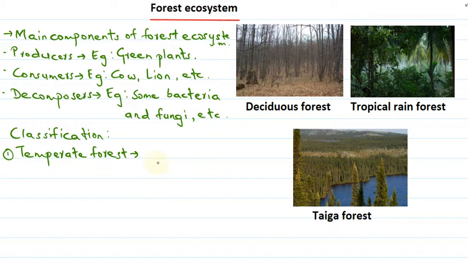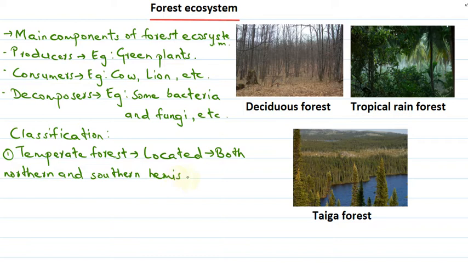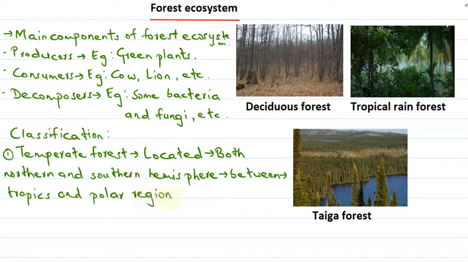So where are these forests located? They are located in both the northern and southern hemisphere, and they are present between the tropics and the polar region. So this is the location where the temperate forest ecosystem can be found. And they are present in regions where climate changes are considerable.